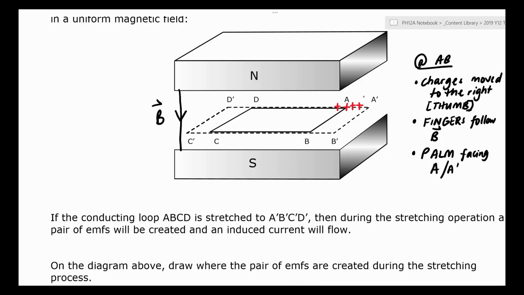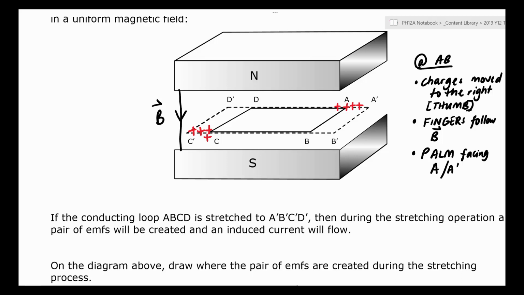Similarly then, we can use that same idea on the side DC. If the wire from DC has moved from DC to D dash C dash, then we know that our thumb needs to point now to the left on that side. With our fingers pointing down, our palm would face C. That means our positive charges are going to be over here.